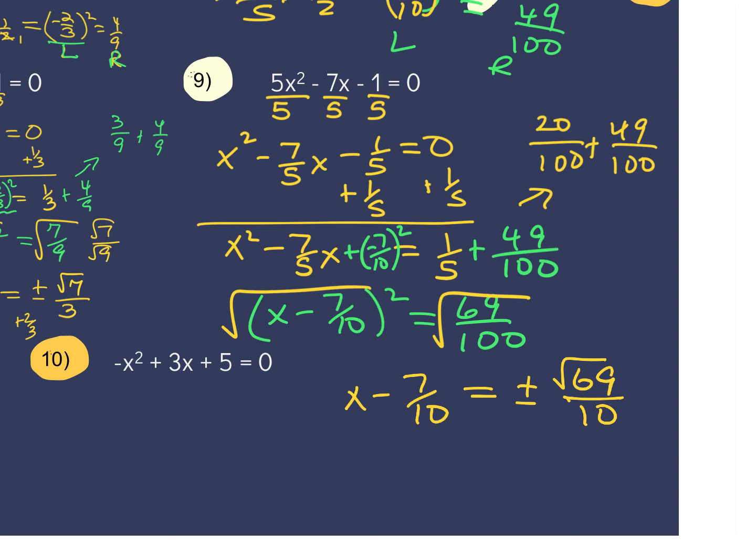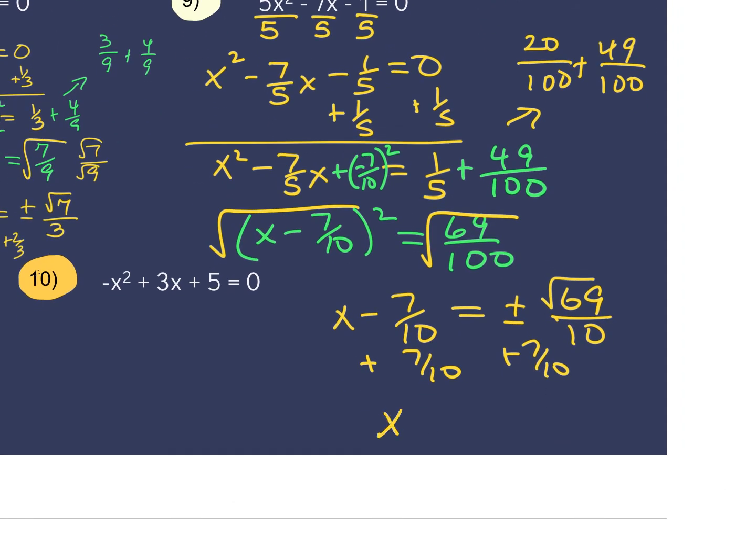I can't break 69 down, so I'm going to leave it alone. And then I just move the 7 over 10. X is equal to 7 over 10 plus or minus the square root of 69 over 10. And again, WebAssign wants you to pull them apart.